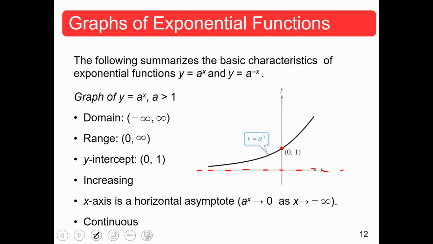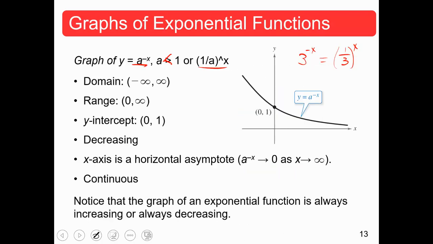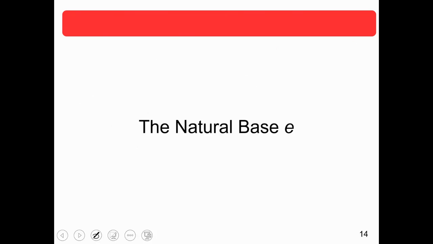Notice the last one was always increasing. This one is always decreasing. The domain, again, is the same thing, going from negative infinity to positive infinity. Every x is possible. The range, however, has an asymptote here, just like the last one, and it still has a y-intercept of 1, and it's continuous.